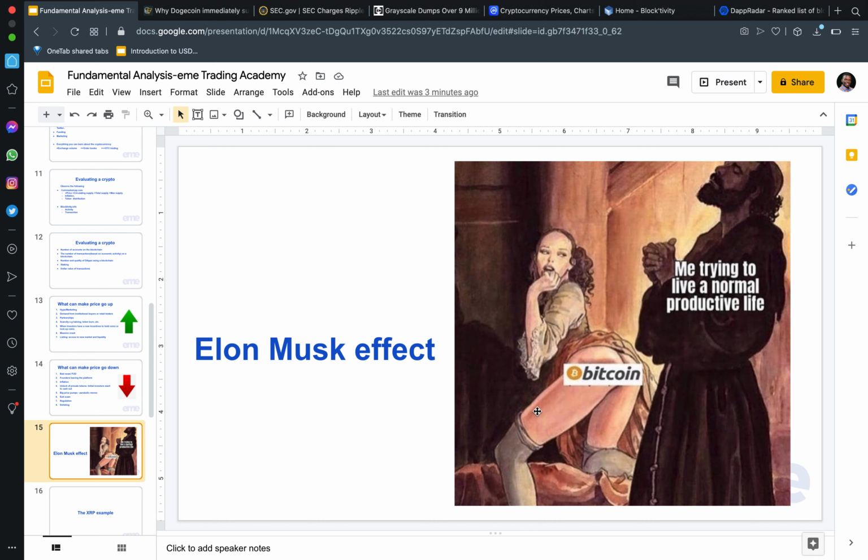So if you are observing and you notice some influencers start posting about a particular cryptocurrency, influencers like Elon Musk, you want to try to buy in because it's been proven that price will react. All right, the market will react.